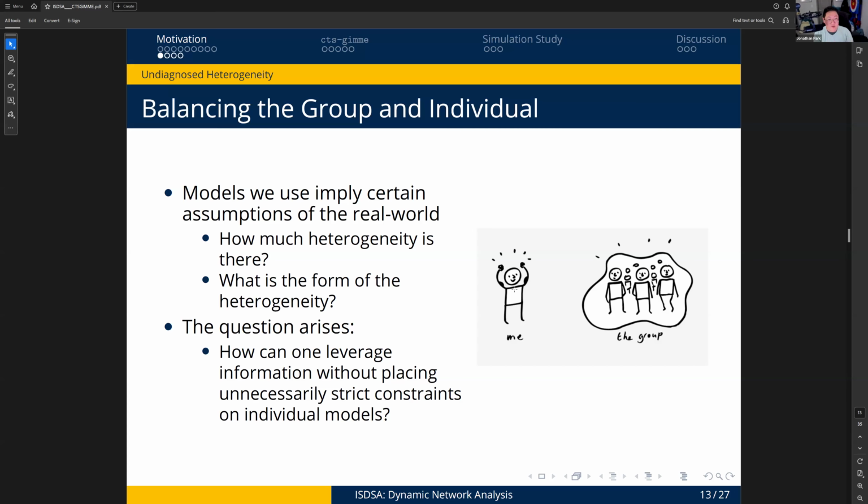And regardless of that perspective, the question arises of how can I leverage information from other people without placing unnecessary or strict constraints on individuals. I've alluded to this earlier, but if Jack and I share some information, it would be really useful to pool our information to get our estimates. But if there are paths that Jack has that I don't have, I don't want to leverage that particular information. So I want to pool information when it's helpful, but not pool information when it's not helpful.